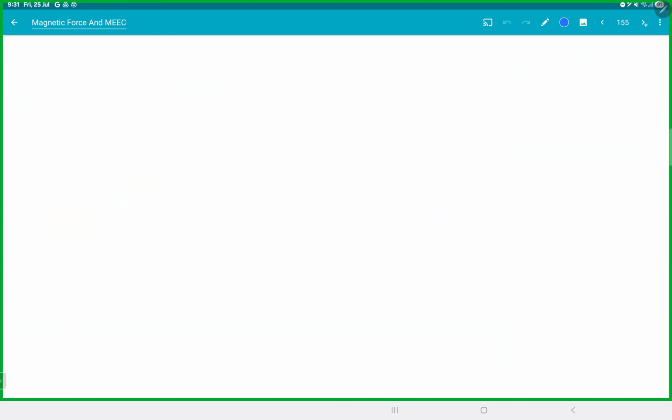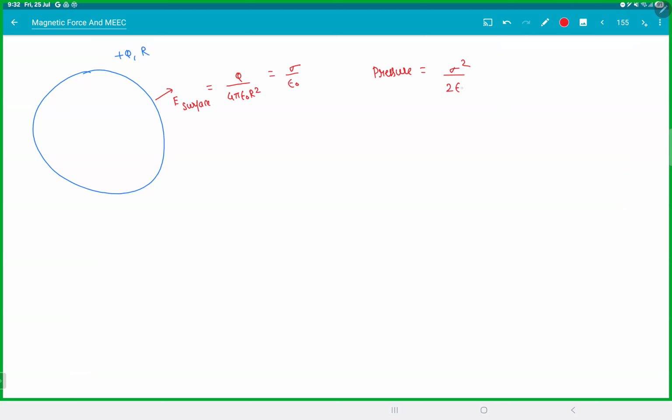Let's see the electrostatics result. If you remember the electrostatics result, plus Q, radius R, the field on the surface was Q by 4 pi epsilon R square, which is nothing but sigma by epsilon. Then we got pressure on the surface was sigma square by 2 epsilon. Multiply and divide by epsilon. This will become sigma by epsilon square. This is half epsilon E square.